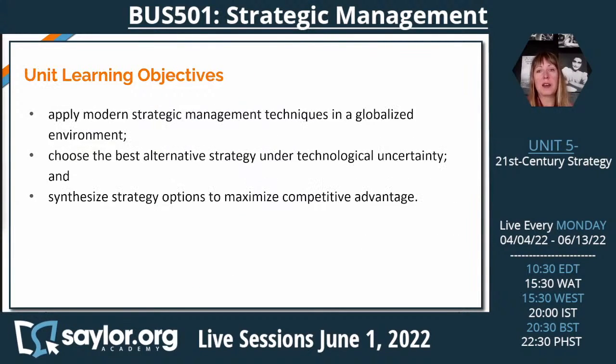So those are our course learning objectives. Let's talk a little bit about our Unit 5 learning objectives. There are 3 of them. We'll learn how to apply modern strategic management techniques in a globalized environment. We will look at how to choose the best strategy under technological uncertainty. And finally, we'll synthesize the strategy options to maximize competitive advantage. So that'll be our main focus throughout this unit today and the next session.